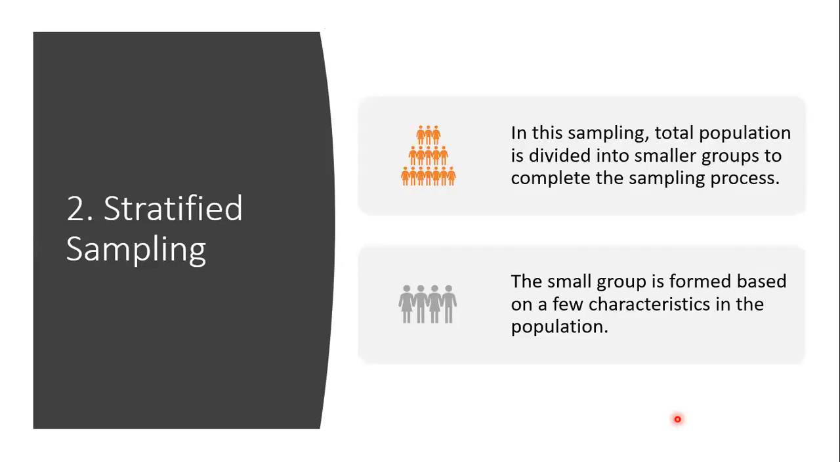Moving on to stratified sampling. Stratified sampling is a technique where the population is split into non-overlapping groups. Basically, the total population is divided into smaller groups to complete the sampling process. The small groups are formed based on a few characteristics of the population. I will explain this with an example.